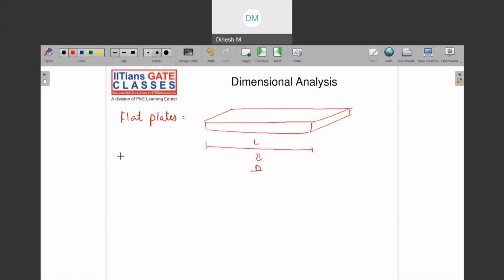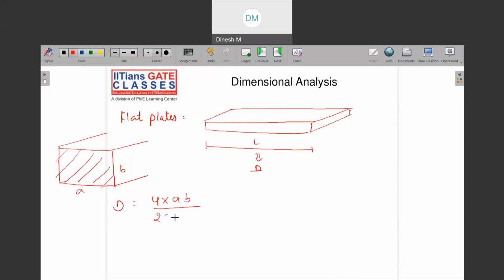Sometimes there is a rectangular duct. In the case of rectangular ducts, let us say that this side is A and this is B. Then what is D here? D is nothing but 4 times the cross sectional area, and this is the cross sectional area, right? So 4 times A into B, divided by the perimeter, which is 2 into A plus B.